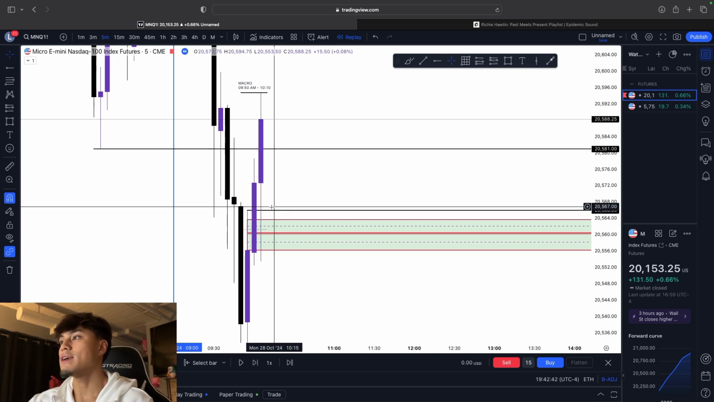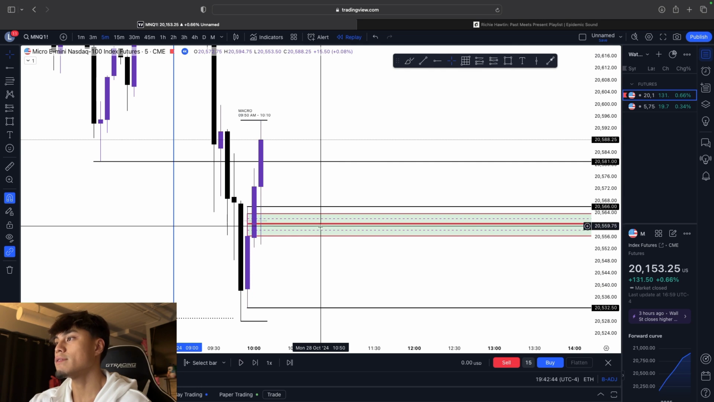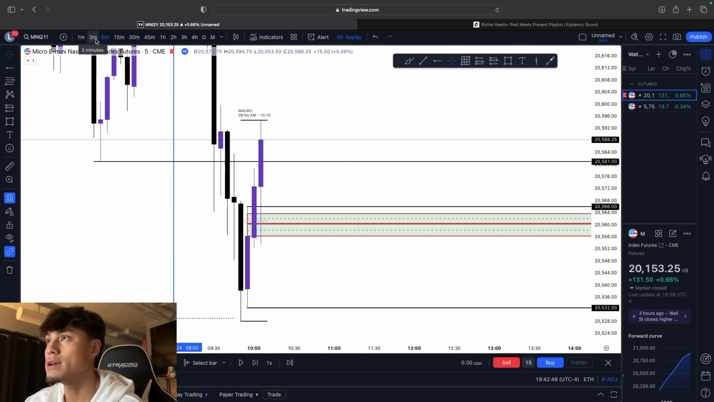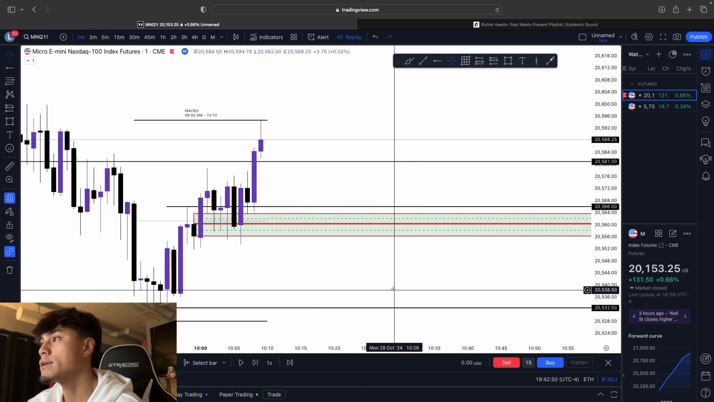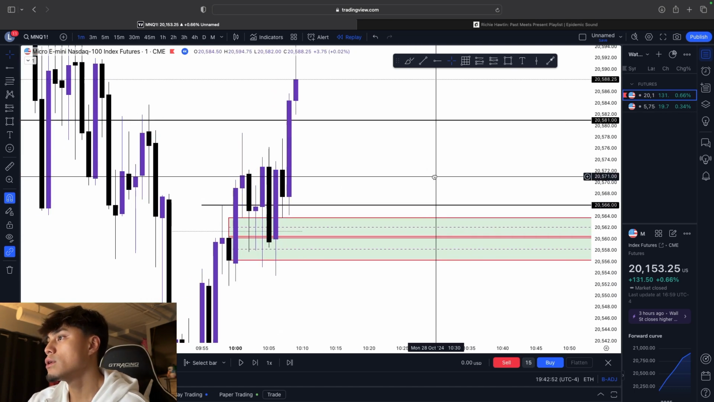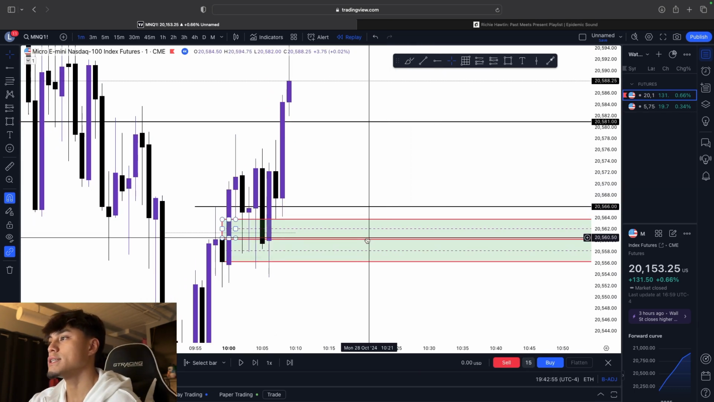Okay, that's the 5-minute candle. We went into the fair value gap order block and shot straight up. So what are we waiting for? That 1-minute retracement back. Okay, so what would we do in this instance here?